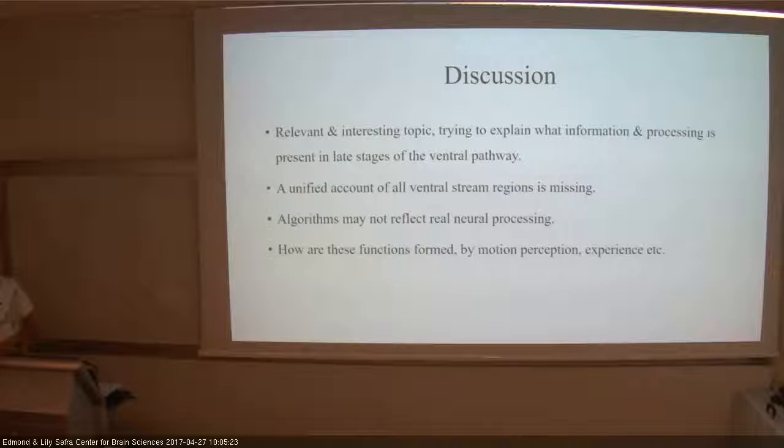And another thing is how are these functions formed in real life? Is it by motion perception, where we see some image and then it moves continuously to another place and we know it's the same one? Or is it by experience, where we see more natural stimuli? And they say that if you train the monkeys to see these scrambled images, they might be able to discriminate them the same as they did the natural ones, or better.